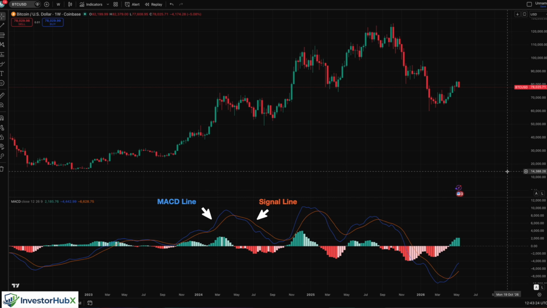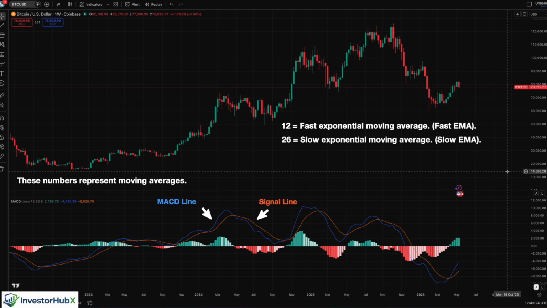By default, MACD uses the settings 12, 26, and 9. These numbers represent moving averages used in the calculation. The 12 represents the fast exponential moving average, also known as the fast EMA. The 26 represents the slow exponential moving average, also known as the slow EMA. The blue MACD line is created by subtracting the 26 EMA from the 12 EMA. The 9 is a moving average of the MACD line itself, which creates the signal line.